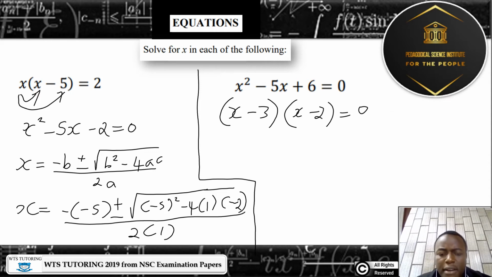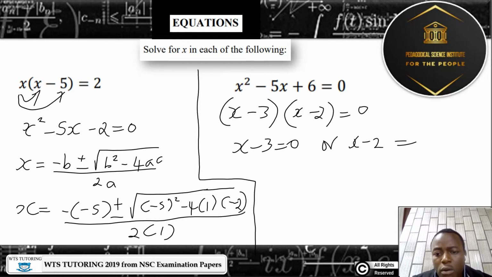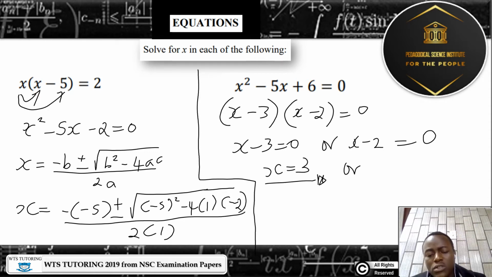You can see that your factors now are equated to 0. We can use the zero factor rule. So each factor equated to 0, then you solve for x. So I'm going to say my x minus 3 is equal to 0, or x minus 2 is equal to 0. Then we're going to solve for x. In this case, we transport minus 3 to the other side. x is equal to 3, or in this case, we transport minus 2 to the other side. Then our x will be equal to 2. Okay.